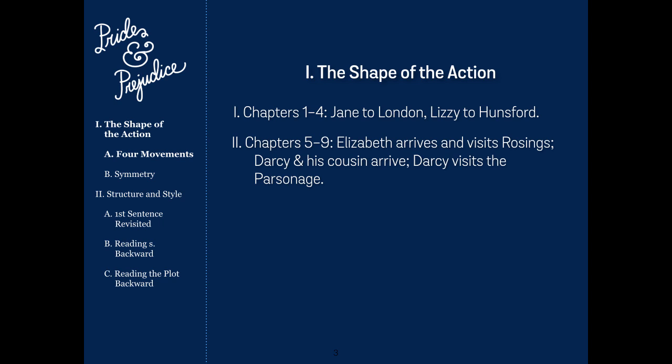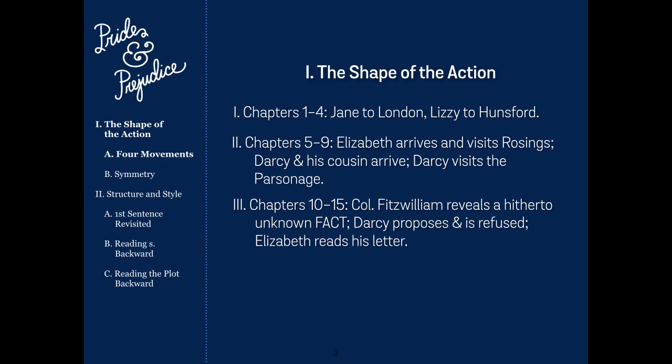partly at Rosings, the grand house of Lady Catherine de Bourgh, and partly in Rosings Park, the private garden surrounding Lady Catherine's manor house. The second movement builds for 5 chapters, from Elizabeth's arrival through her first visit to Rosings, the arrival of Darcy and his cousin Fitzwilliam, and Darcy's first visit to the parsonage. The turning point between the second and third movements, which is also the turning point in the novel as a whole, comes in chapters 10 and 11.